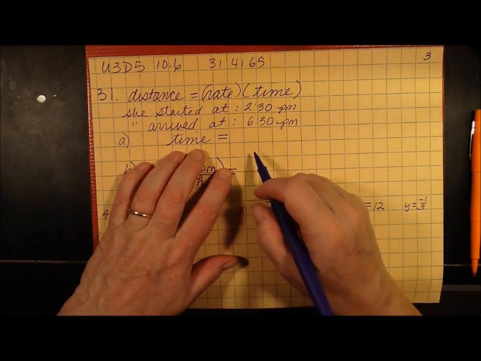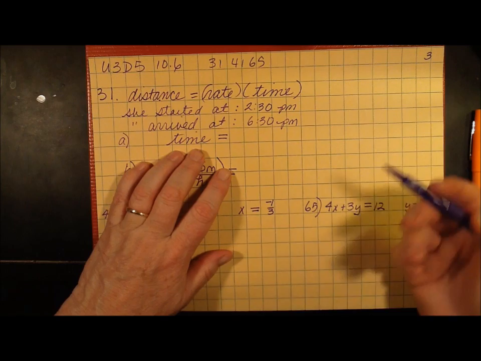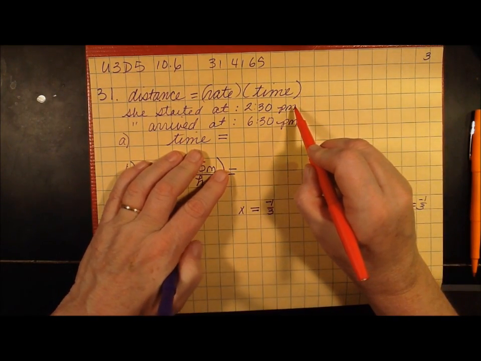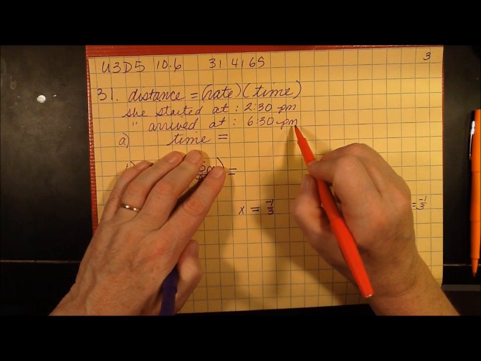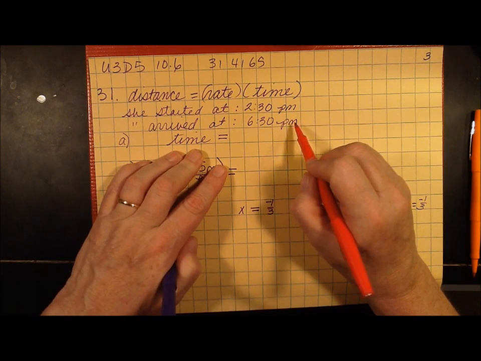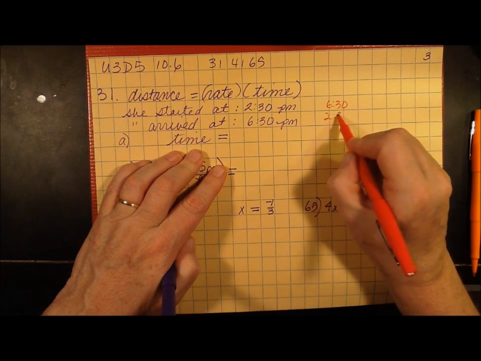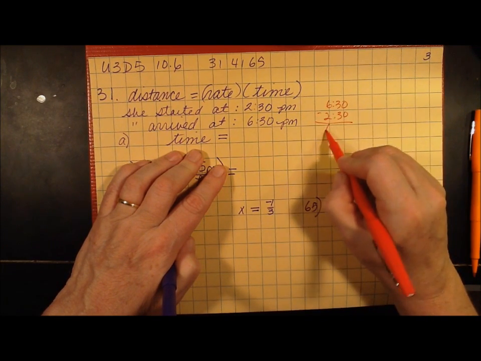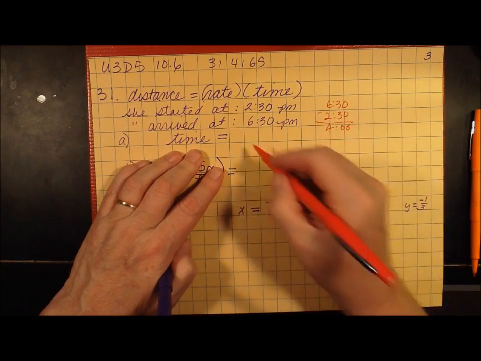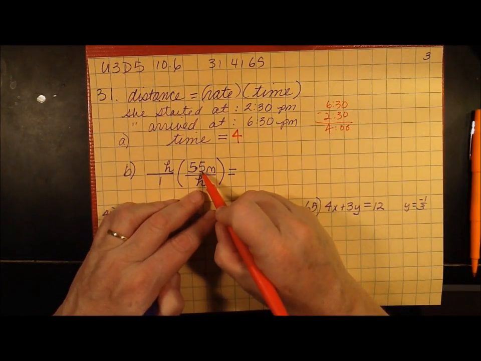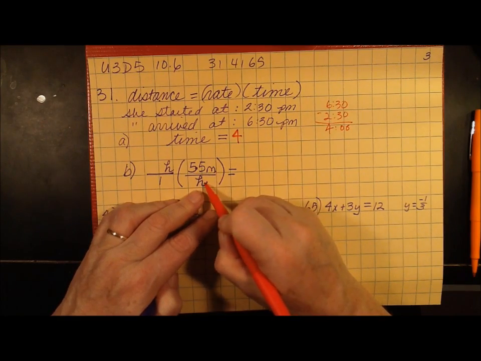The first thing they want to know is how much time was spent on the trip. And the person left the house at 2:30 p.m. and arrived at her destination at 6:30 p.m. The difference between 6:30 and 2:30, again the difference, would be 4 hours. So time equals 4. They gave us that she was driving an average of 55 miles per hour.